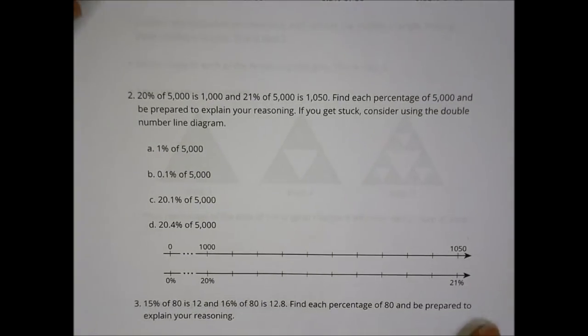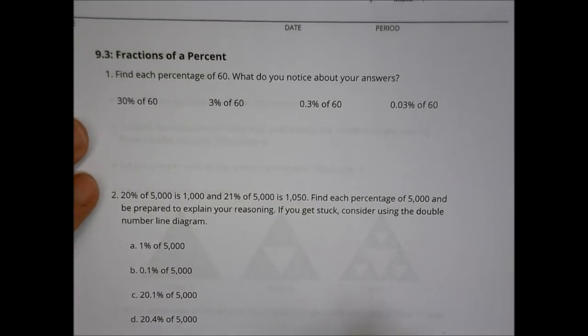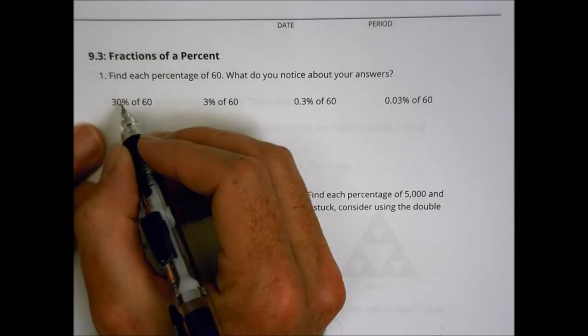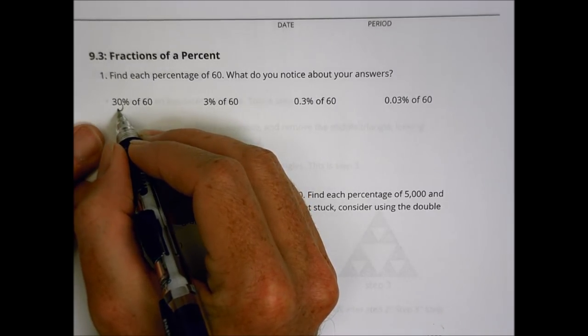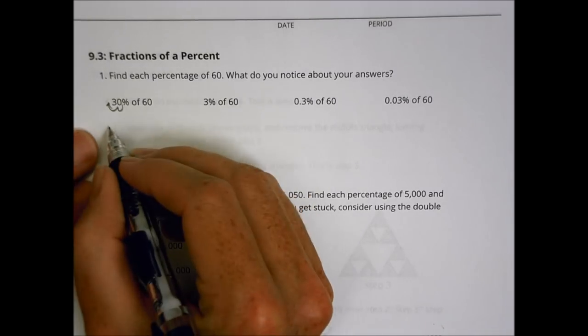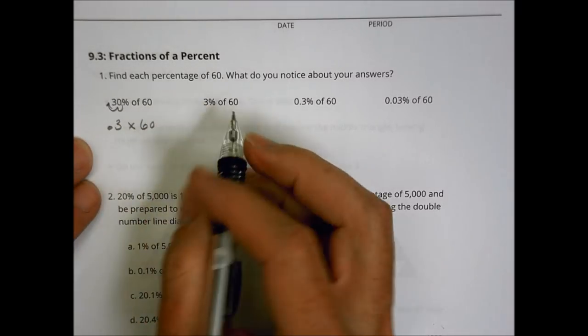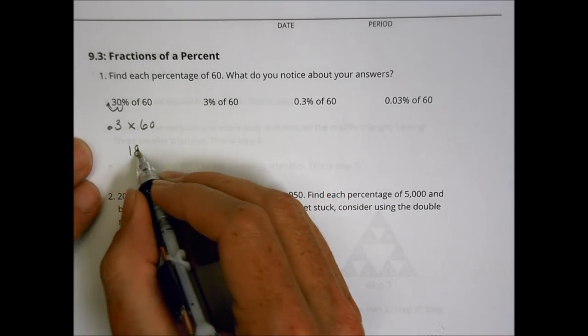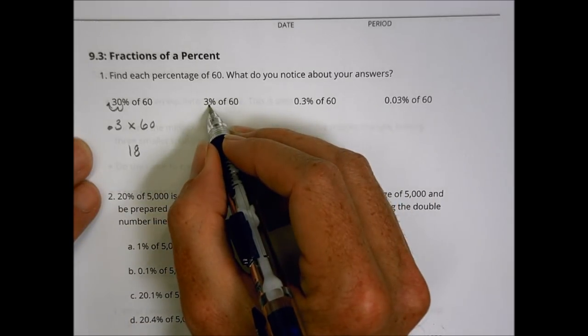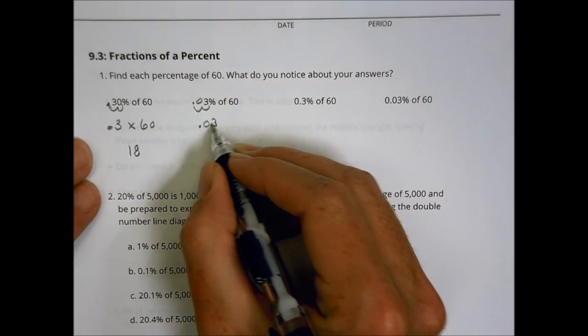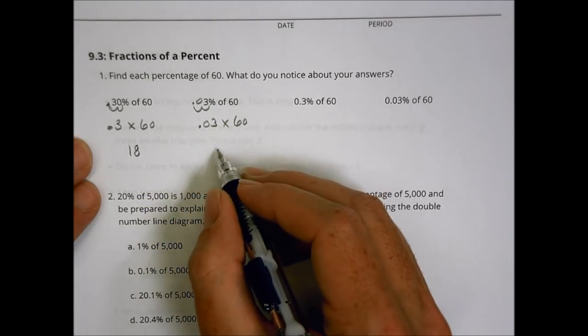9.3, fractions of a percent. Find each percentage of 60. What do you notice about your answer? So here we go. We have 30% of 60. We're going to take our decimal, move it over, 1, 2. So we end up with 0.3 times 60, and 0.3 times 60 is 18. Here, 3% with a decimal over 2, so we end up with 0.03 times 60, and we have an answer of 1.8.